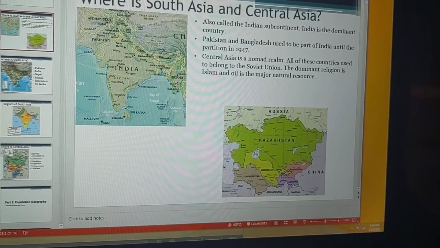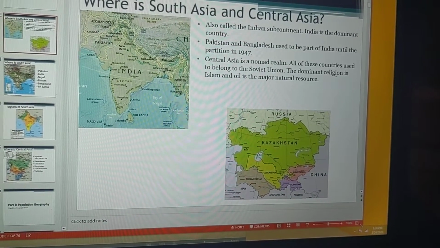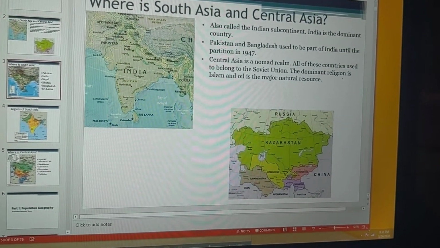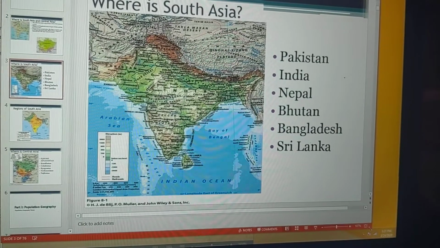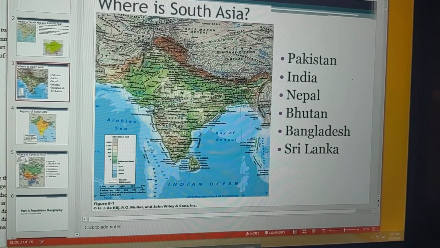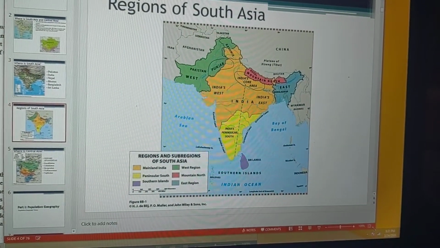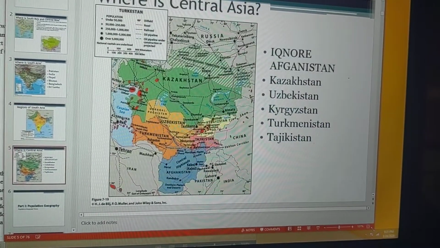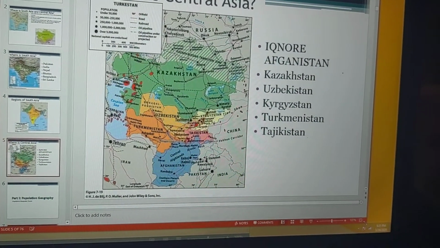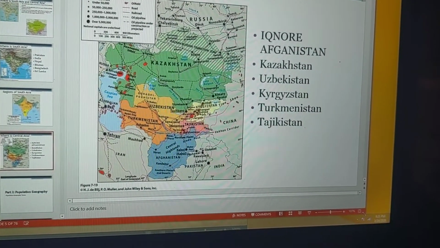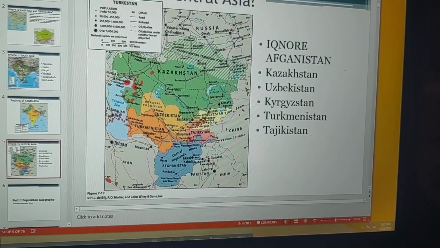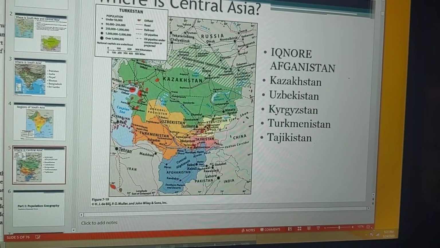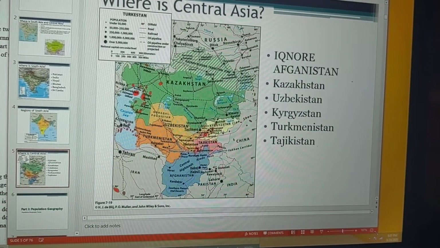This is a very rural area, with nomads dominating. Again, not a very urbanized area. Here are the countries within South Asia. Now, this shows you the different regions. You don't have to worry about it. But I do want to show you these are the countries of Central Asia. And don't worry about Afghanistan, because that's a transition zone.